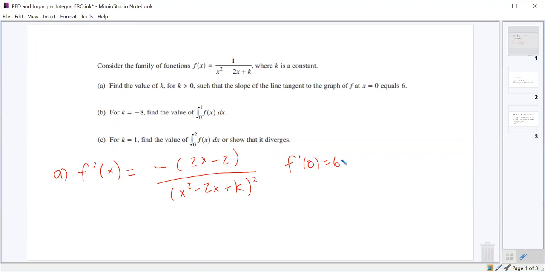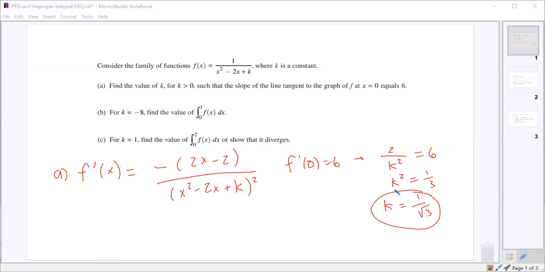So we'll plug in 0 for our x's, which is going to give us a positive 2 in the numerator. And in the denominator, it's just going to give us k squared. So we just got 2 over k squared equals 6. That'd be k squared equals 1/3, or k equals 1 over the positive square root of 3. It would be negative also, but it says k greater than 0.